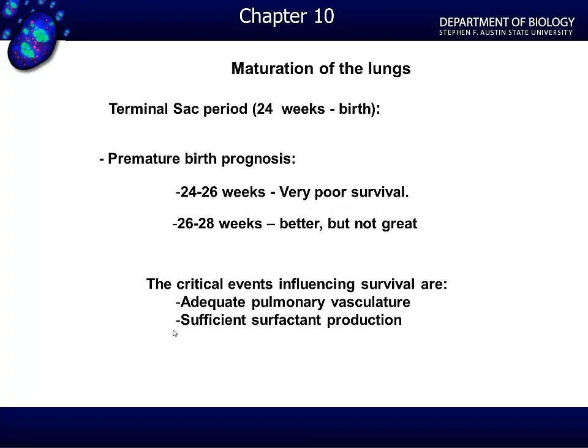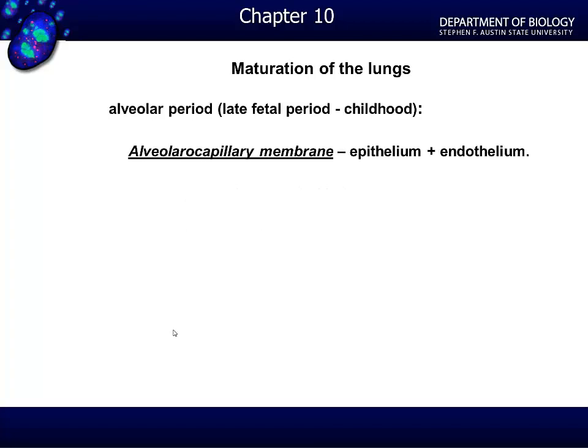And really what you're looking to see, and the reason we have these ranges, you need adequate pulmonary vasculature. You've got to have sufficient numbers of capillaries, and you have to have a significant amount of surfactant being produced. If that's produced at 24, your survival is going to be better. If it's not produced at 28, your survival is going to be low. So there's still a lot of variability as far as prognosis with premature babies in this range, depending upon those two really important variables.